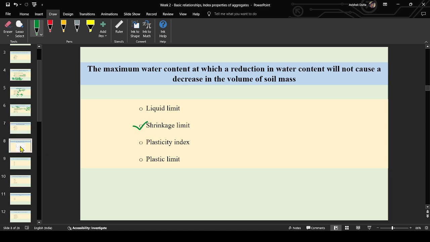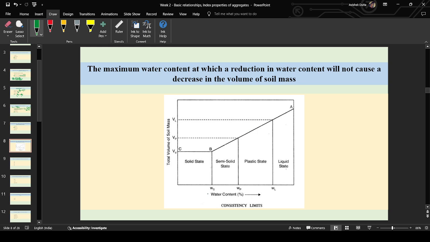Shrinkage limit. In this diagram you can see on the abscissa, the x-axis, we have the moisture content. On the ordinate we have the total volume of the soil mass. Now from A to B, from right towards left, A to B and then C, you can see that reduction in water content is causing a reduction in volume up till B, and then from B to C, even as we are decreasing the moisture, the volume is not decreasing. That particular moisture content at B, here signified with WS, is called the shrinkage limit.